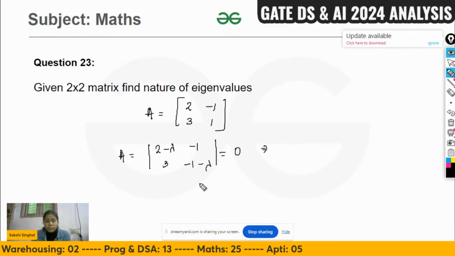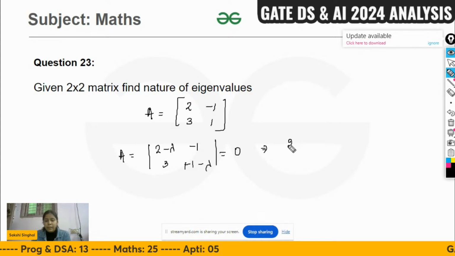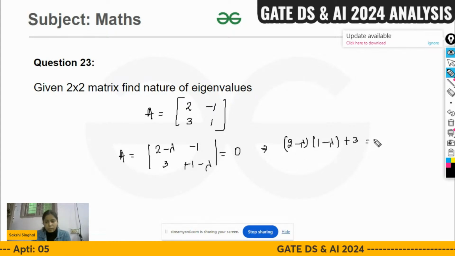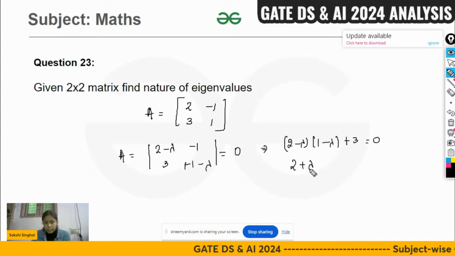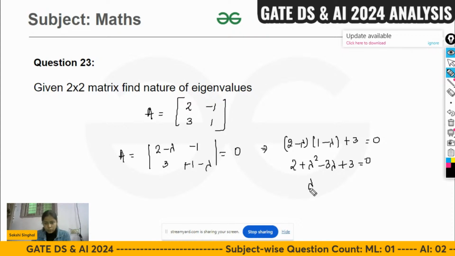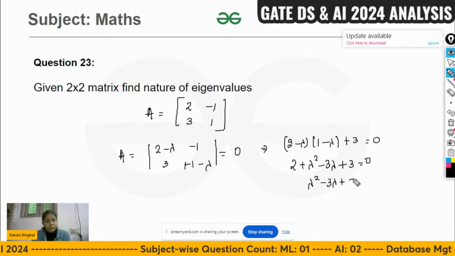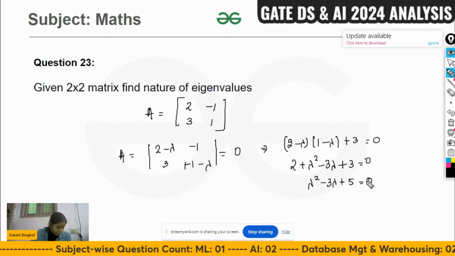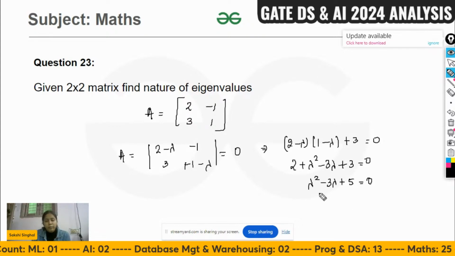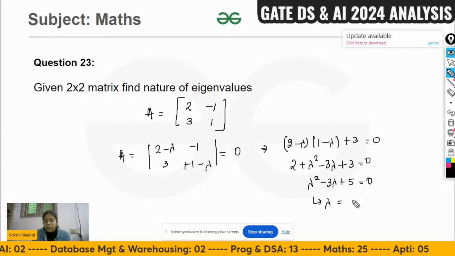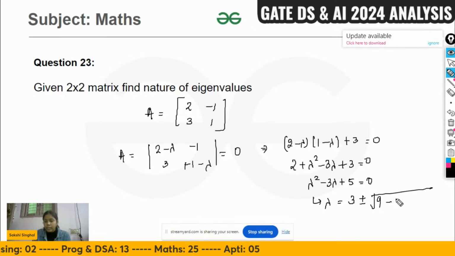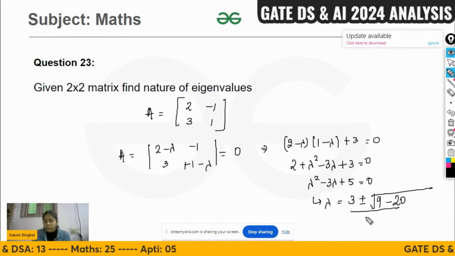So if I solve this, sorry, this would be 1 minus lambda. (2 minus lambda) into (1 minus lambda) plus 3 equals 0. That would give me lambda square minus 3 lambda plus 5 equals 0. This equation would give me the roots, the eigenvalues. So I'll find the eigenvalues: 3 plus minus square root of b square minus 4ac, that means 9 minus 20, upon 2.